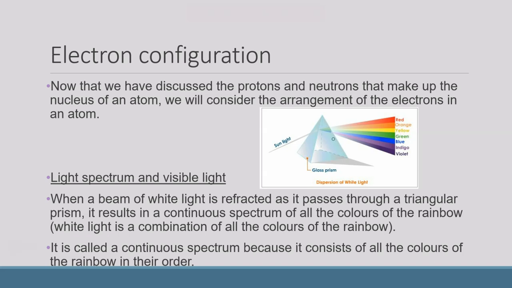Now, this is called a continuous spectrum because it contains all 7 colors of the rainbow in their order. So if we go through these colors from red to violet with no gaps in between, that is called a continuous spectrum.